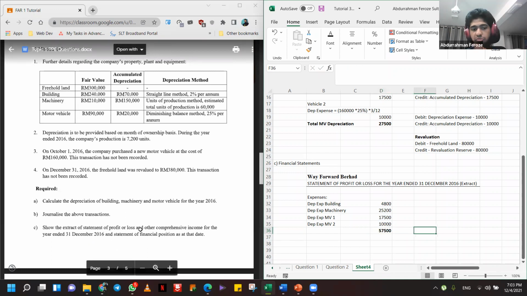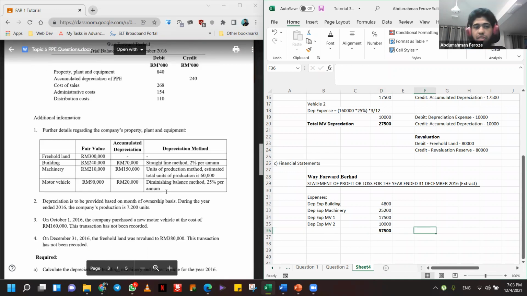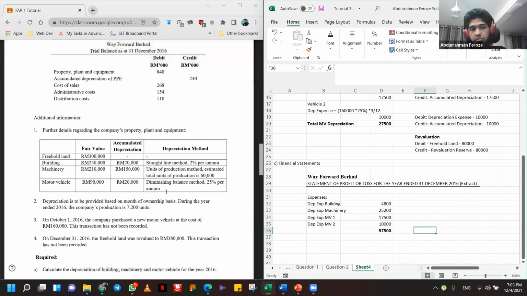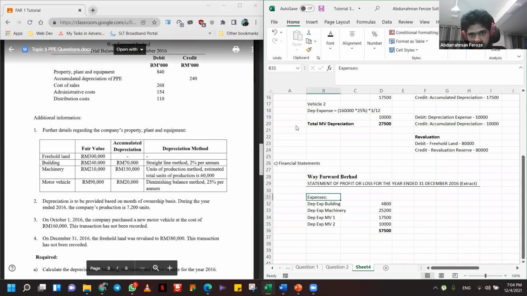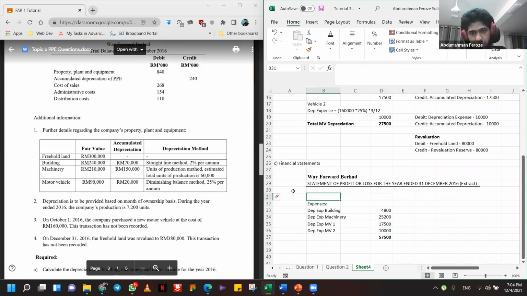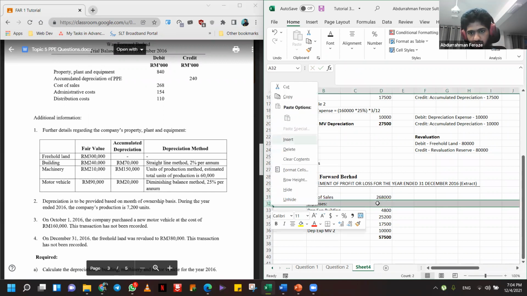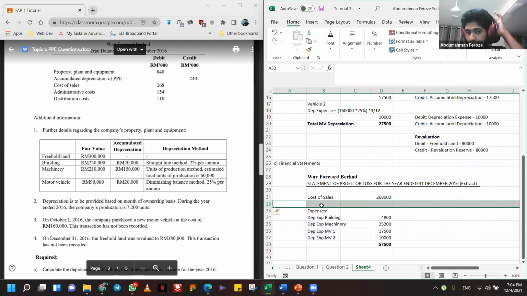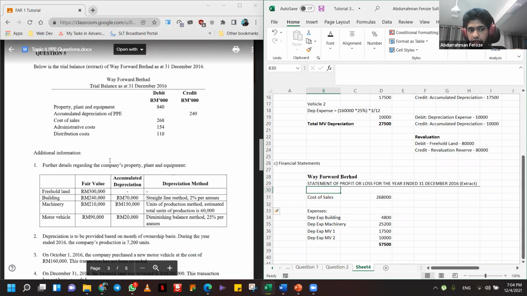So this is the extract of the statement of profit and loss. And they have not given us a full question. Let me just add this. They have given us cost of sales on top, which is 268,000, but we don't know what the gross profit is, because we don't have the revenue. They haven't given us the revenue, right?